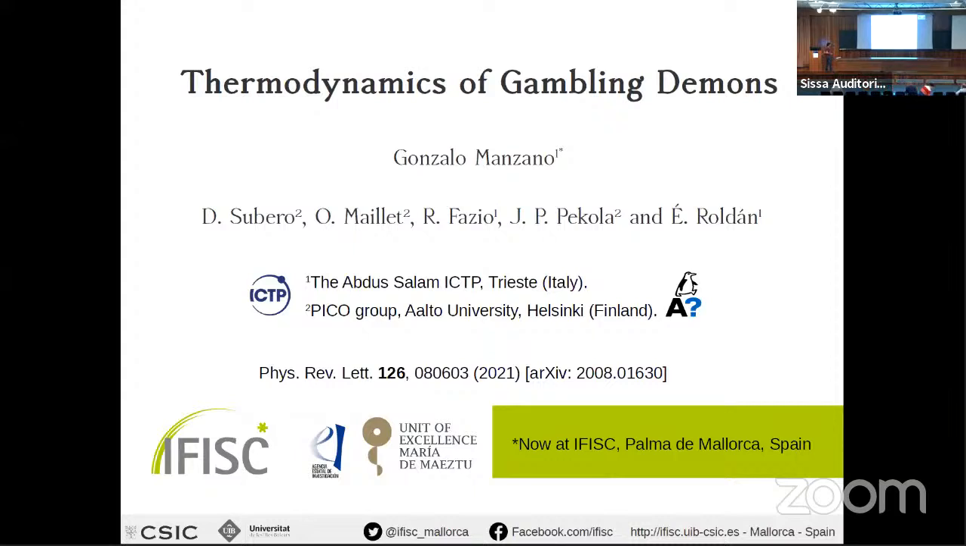My name is Gonzalo Manzano. I'm going to talk about the thermodynamics of gambling demons, which is essentially a new version of Maxwell's demon in which feedback control is not allowed anymore, but the demon is allowed to stop the dynamics at convenient stochastic times. This work has been done in collaboration with people at ICTP, Rosario Fazio and Edgar Roldan, and people in the PICO group at Aalto University in Helsinki, and Diego Subero, Olivier Maillet, and Yuka Pecola.